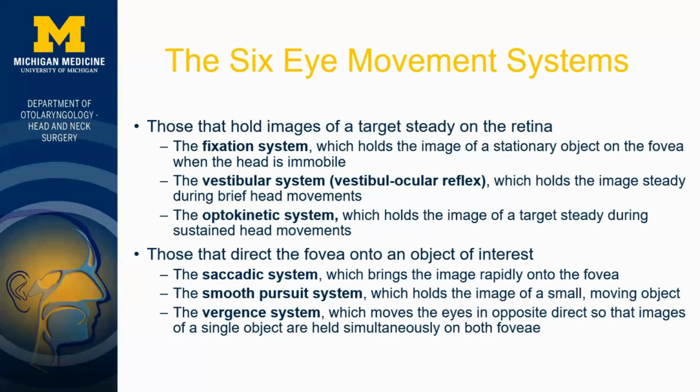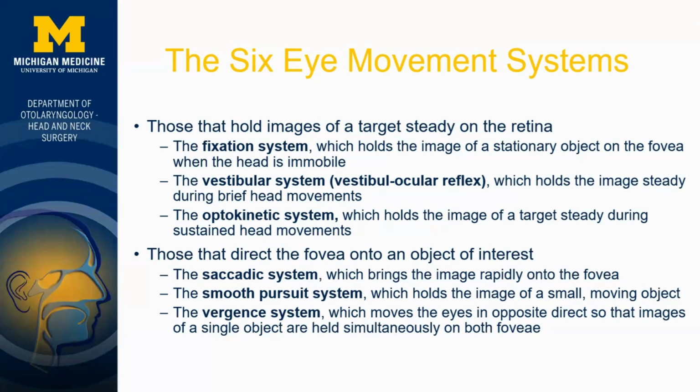So you think of the 6 eye movement systems, and you can break those down into 2 types. There is the section that holds images of a target steady, such as fixation. You think gaze with fixation. The vestibular system, that vestibulo-ocular reflex, which holds the image steady during head movements, and the optokinetic system, which holds the image of a target steady during sustained head movements.